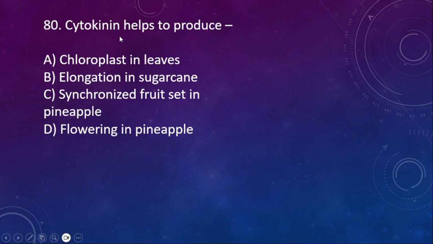80th question. Cytokinin helps to produce A. Chloroplast in leaves, B. Elongation in sugarcane, C. Synchronized fruit set in pineapple, D. Flowering in pineapple. So here the right option is A. Chloroplast in leaves.